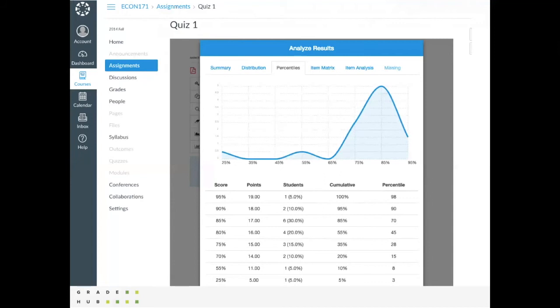Okay, the next column is the cumulative percent. And that's going to give you an idea of what percent of students scored at a certain level, and how many students are below that level, counting up.